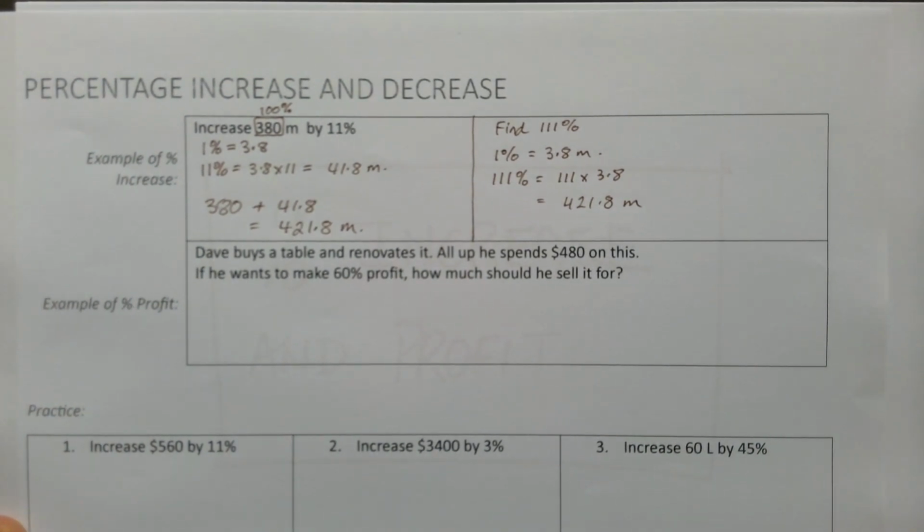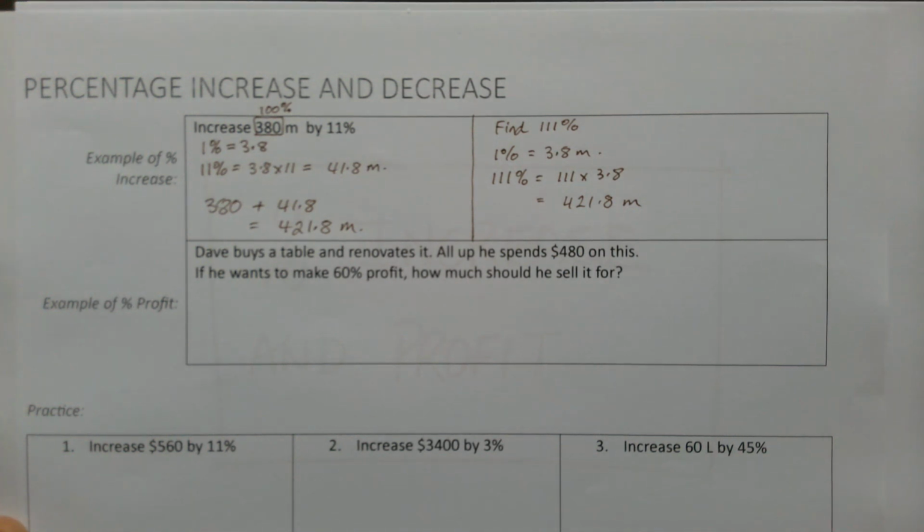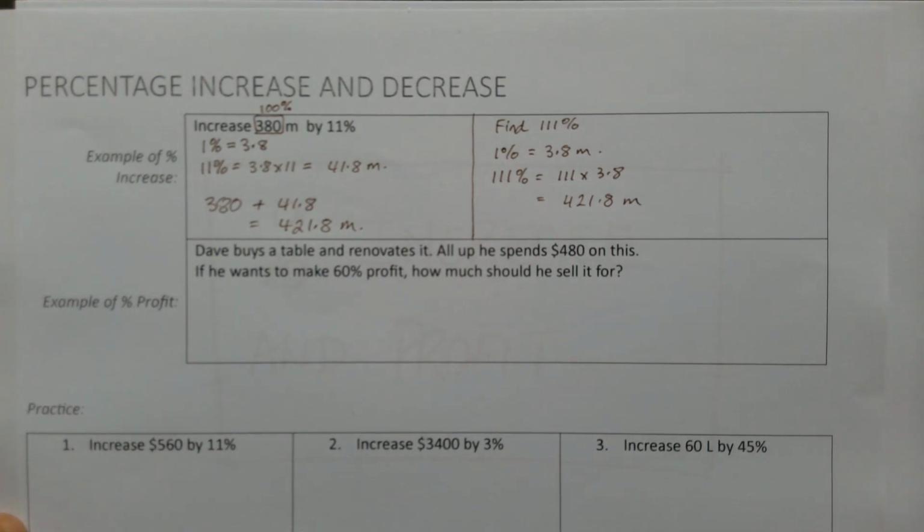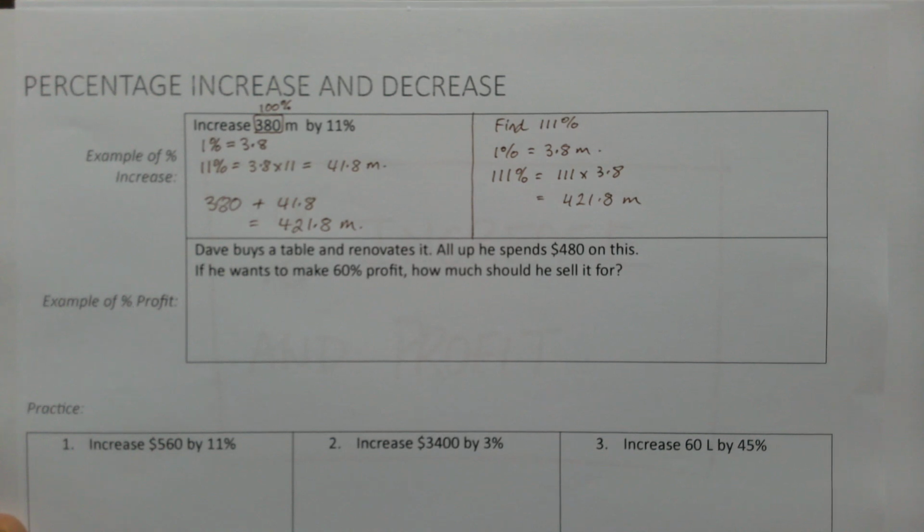Now, you can apply this when it comes to making a profit on something. So let's say we've got Dave here. Dave buys a table. Maybe on Facebook Marketplace, he bought this crusty old table. Maybe it was at a garage sale. And he renovates it. He sands it back. He stains it. He might put a few screws in here and there just to firm it up a bit. Gives it a bit of polish, and then he's going to sell it on Facebook Marketplace again to make a profit. So kind of like he's flipping it.